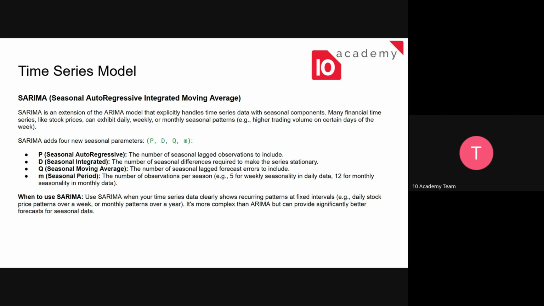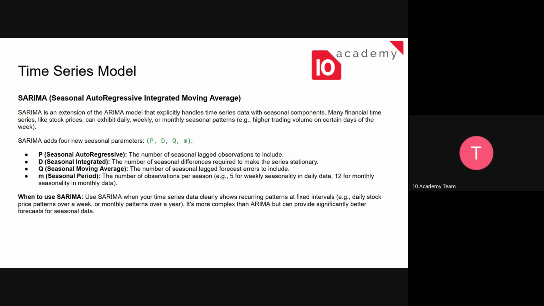Many financial time series like stock prices can exhibit daily, weekly, or monthly seasonal patterns, like higher trading volume on certain days of the week. So SARIMA adds four seasonal parameters: again, P, D, Q, and m. As you can see, the P, D, and Q variables are the same variables that are in the ARIMA models.